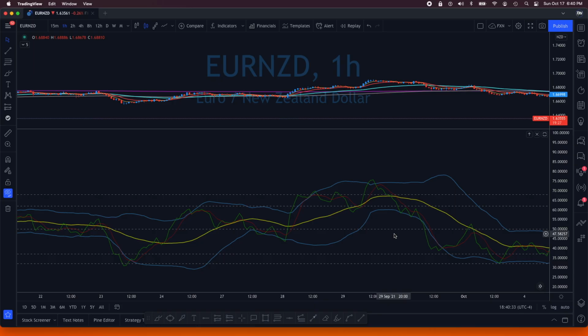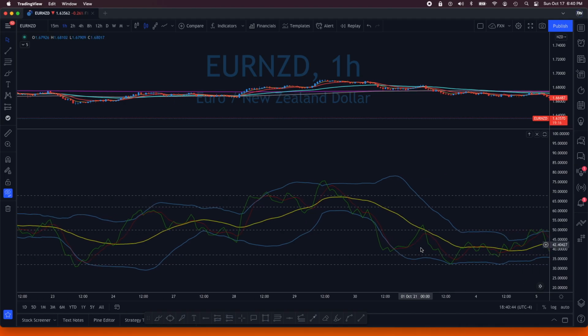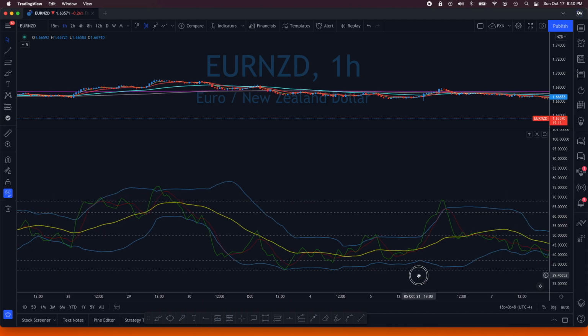So if you're looking for buy setups, so if price action is showing you a type 1 W, you're going to look for the TDI to be down here to help confirm that. Same thing if you're looking for a type 1 M, you're going to look for the TDI to be up here above these two lines here.